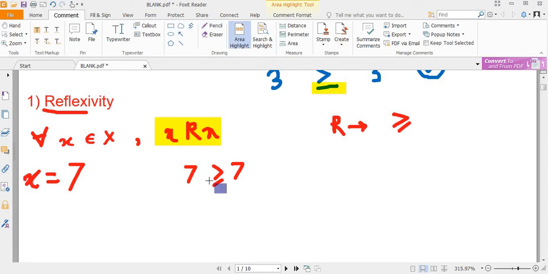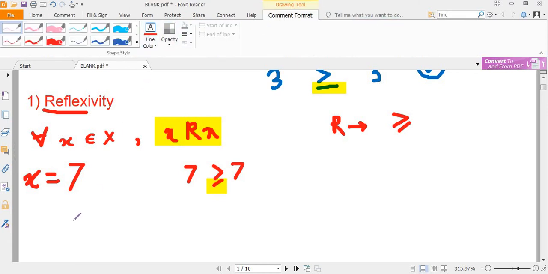Is 7 greater than or equal to 7? The answer is yes. 7 is equal to 7, so naturally 7 will be greater than or equal to 7 as well. So 7 greater than or equal to 7 does hold. In that case, I say that the reflexivity property holds. This is just an example. Now we need to prove it generally.